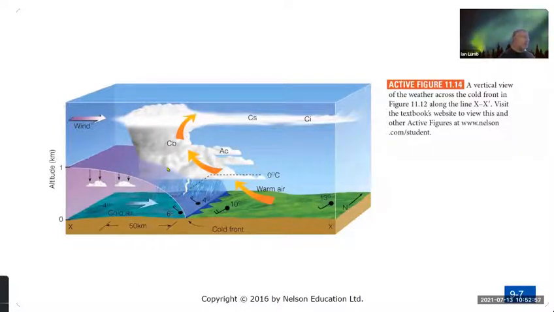What's critical about the clouds associated with cold fronts, in addition to the fact that they are vertically developed, is that they tend to be behind the cold front. They exist pretty close to the boundary of the cold front.